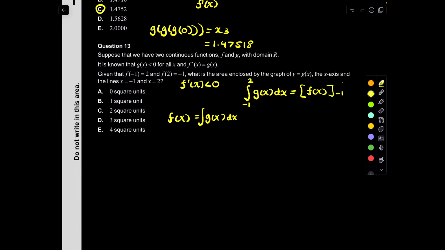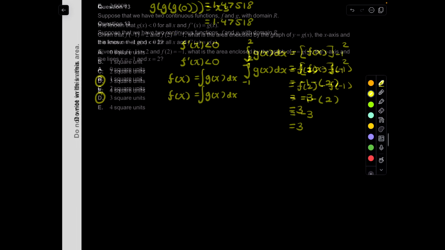Close bracket from negative 1 to 2. So subbing everything in, f of 2 minus f of negative 1. And don't we already have these? Because f of 2 results us with negative 1 minus f of negative 1, which is going to give us 2. Which gives me negative 3. Now be careful, it's saying the area enclosed. Area is always positive. So basically make this positive. So it's actually 3. So choose D. So 13, D.